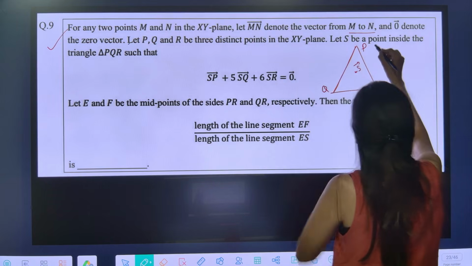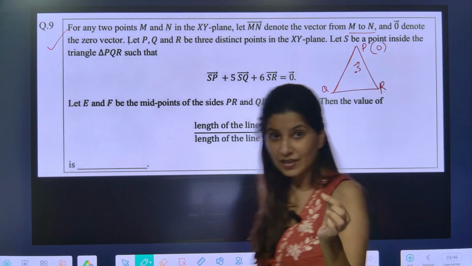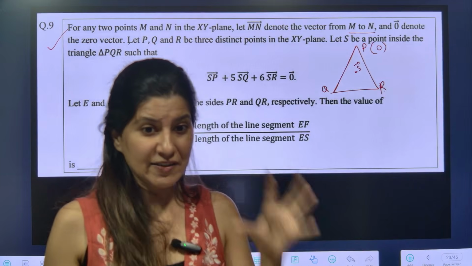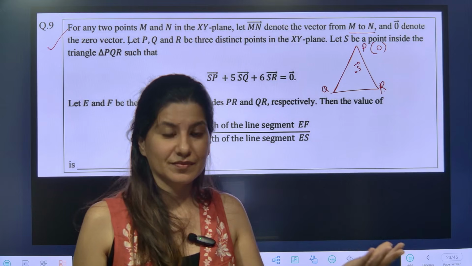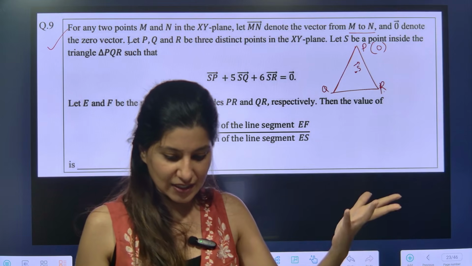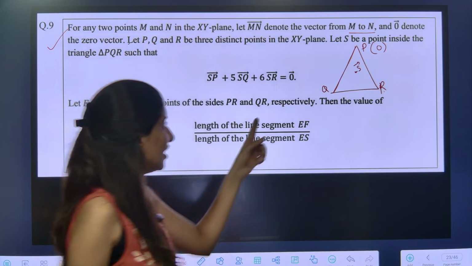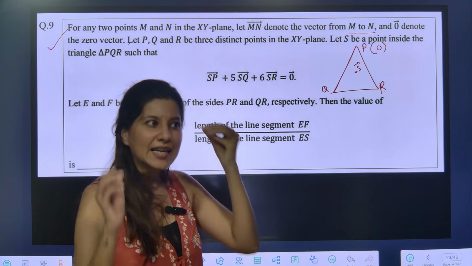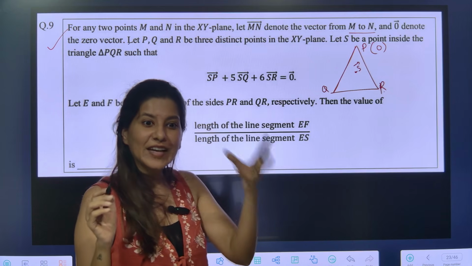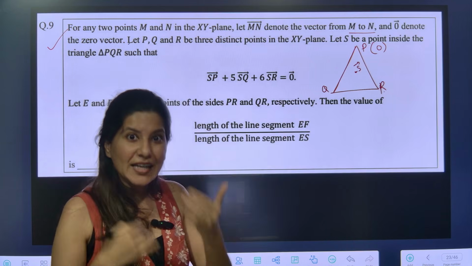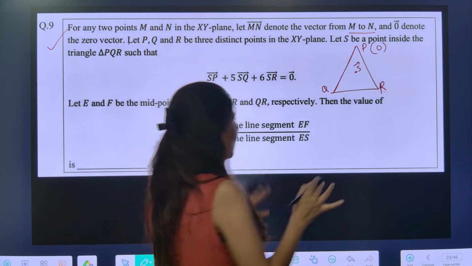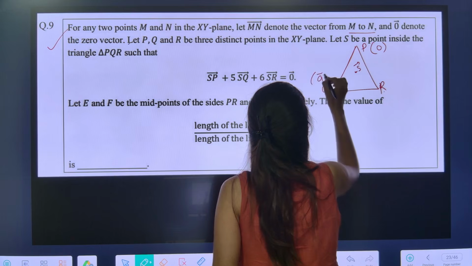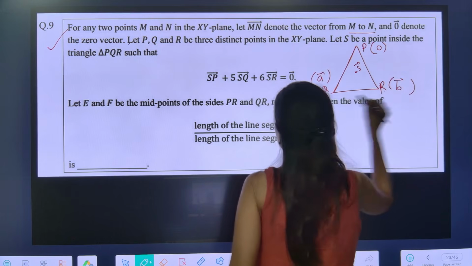This is S vector. Ninja tip of the day: in vector, if you have to assume some vectors, some positioning, at point P you have to assume a 0 vector. So assume some vector as 0 vector. It will help you in the answer. Okay, this is Q vector, let's say A. This is your B.